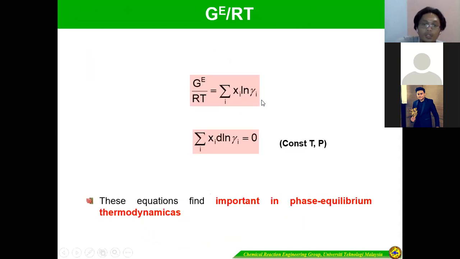Let's move on. This is the important one for calculating the excess Gibbs energy. You have to highlight this: the sum of x_i ln gamma_i equals 0. This equation is important in phase equilibrium thermodynamics.